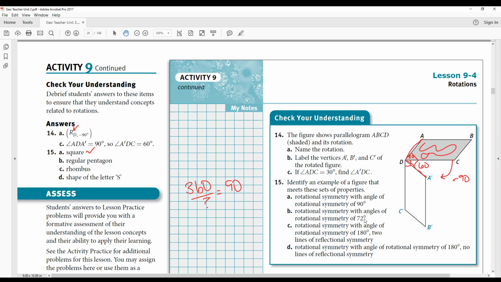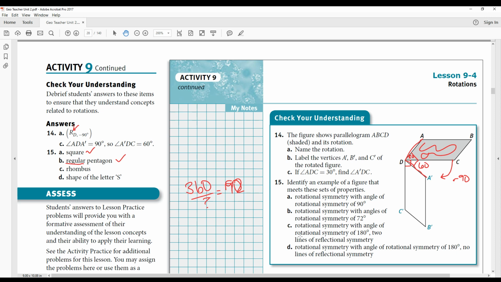This one is 360 divided by what will give me 72. Well, you figure that out. That comes out to be 5. So what's a 5-sided figure called? A pentagon. Why does it have to be regular? Because all the sides need to be the same length in order for it to have rotational symmetry.